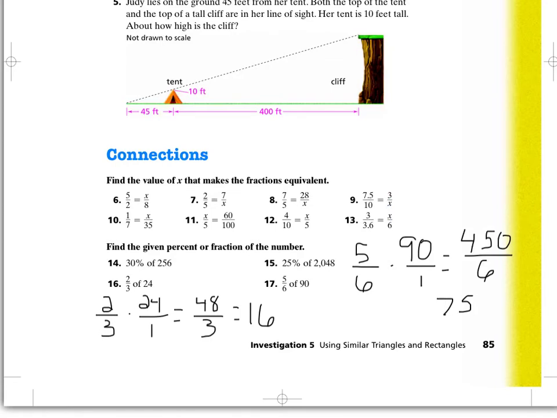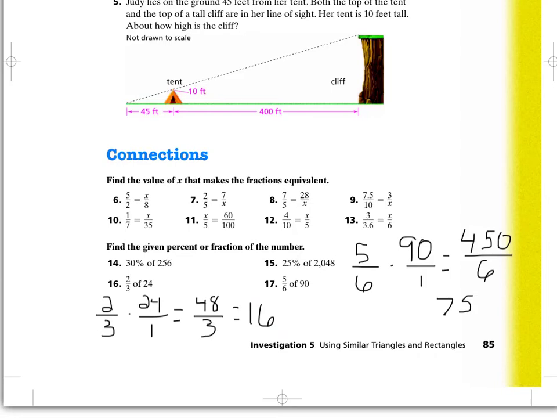Okay, so for number 16, you need to find 2/3 of 24. So that's just multiplying 2/3 times 24. You've got to put the 24 in fraction form, so that'd be 24 over 1. So then you just multiply the numerator, and then you multiply the denominator. So 2 times 24 equals 48. 3 times 1 equals 3. So it'll be 48 over 3. 48 divided by 3 equals 16. So 2/3 of 24 is 16.